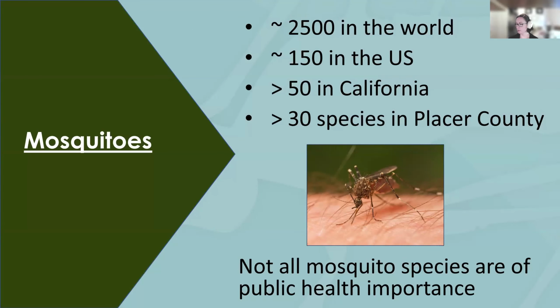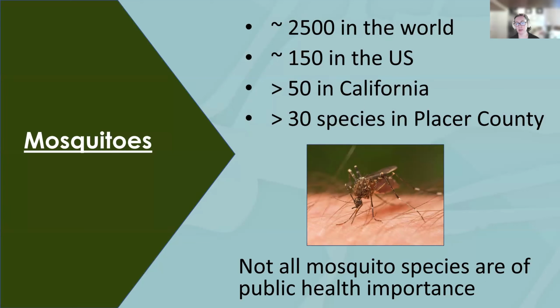So moving on from ticks, I want to talk about mosquitoes. So there are so many kinds of mosquitoes. A lot of people think of a mosquito as being a single type of organism, but really they're all very different. In the United States, we have about 150 species, and in California, we have more than 50. I have to brag about Placer County. We think we have the most species in the entire state.